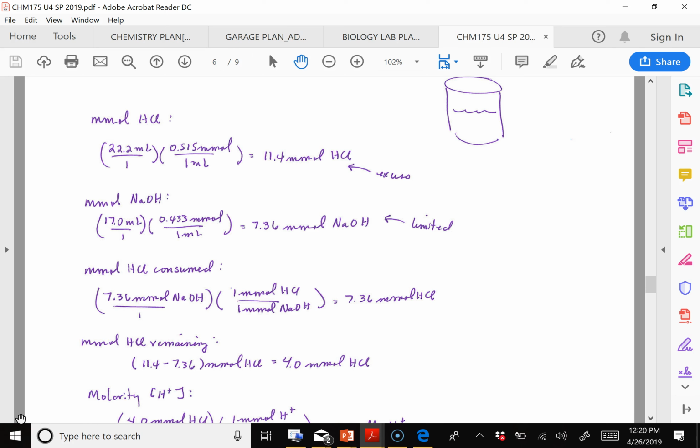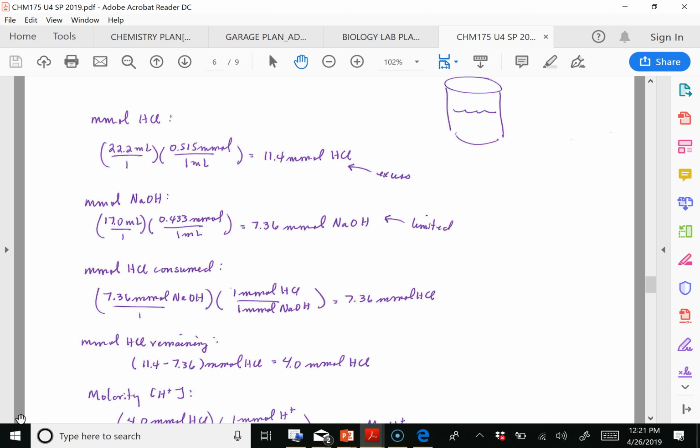Now, the fact that they react in a 1-to-1 stoichiometry means I know that I'm going to run out of NaOH first. So that kind of showed me how I need to proceed. So basically, all I need to know is how many millimoles HCl are left, and then divide that by your volume. So I can get to millimoles of HCl that were consumed by using millimoles of the limited reactant, which was NaOH. So of course, 7.36 millimoles of HCl were consumed. We started with 11.4, so we must have 4.0 millimoles of HCl remaining.